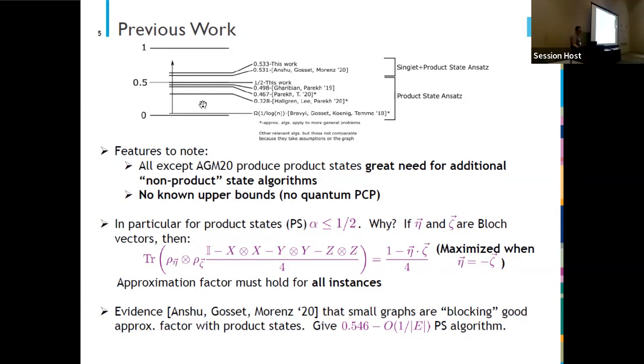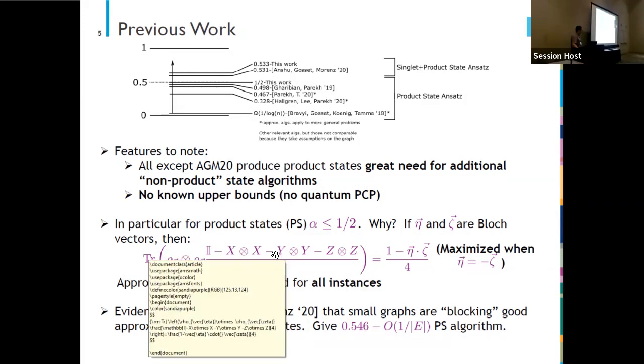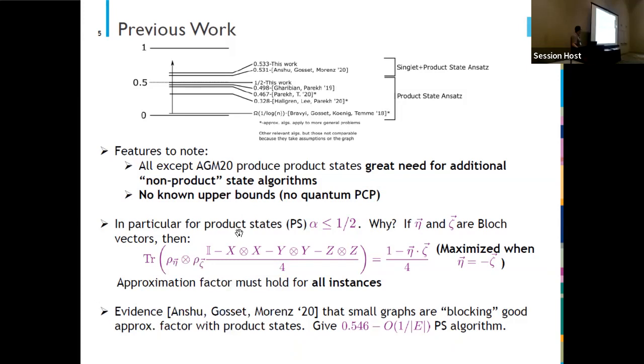And another thing I want you to note is that all of the product state algorithms seem to be mysteriously bounded by a half. This alpha seems to be bounded by a half. There's a really simple reason for that. It's just that your approximation factor has to hold uniformly over all instances. And for a single edge, the best you can hope for is a half, because for a single edge, the best product state has objective a half, but the best quantum state has objective 1.